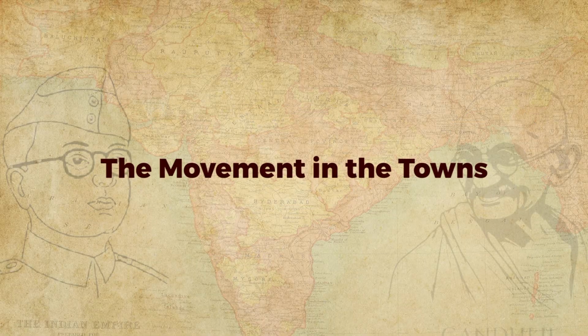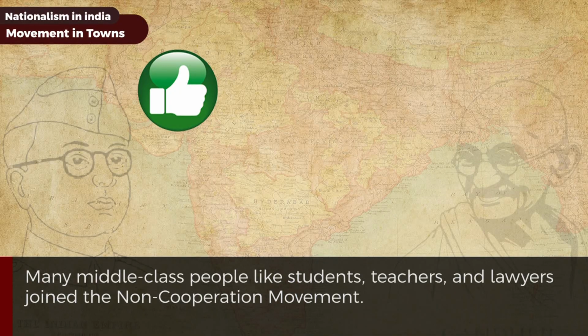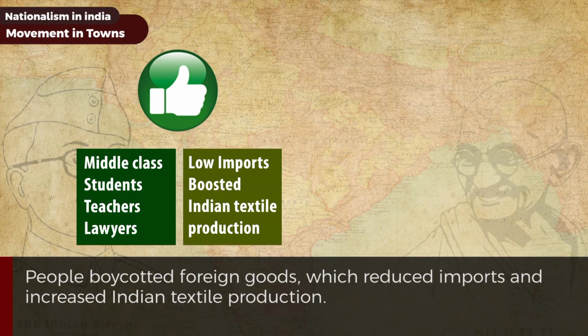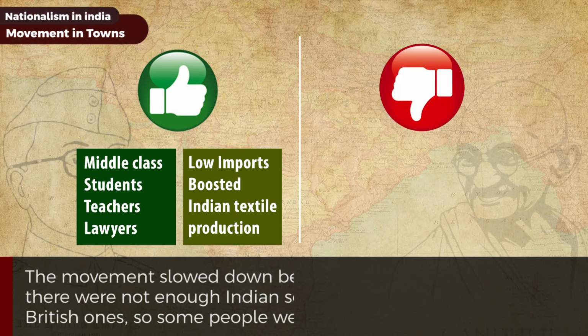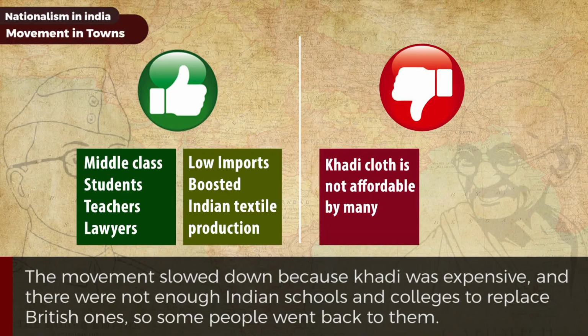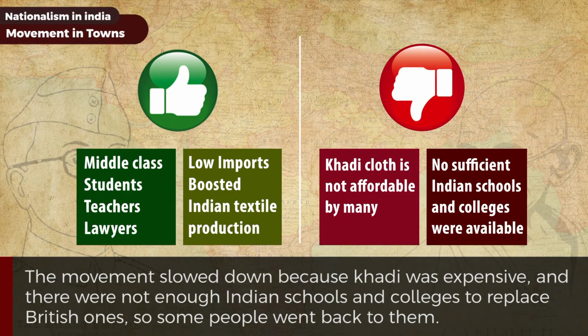The movement in the towns. Many middle-class people like students, teachers, and lawyers joined the non-cooperation movement. People boycotted foreign goods, which reduced imports and increased Indian textile production. The movement slowed down because khadi was expensive, and there were not enough Indian schools and colleges to replace British ones. So, some people went back to them.